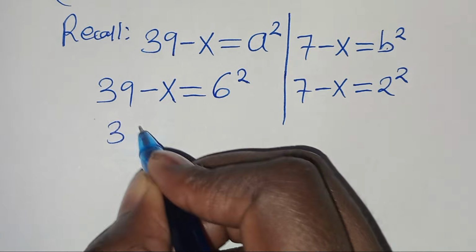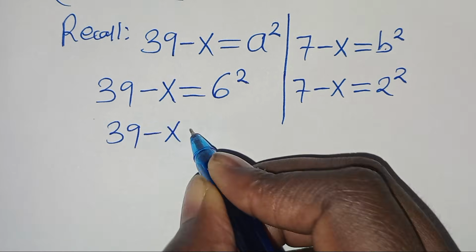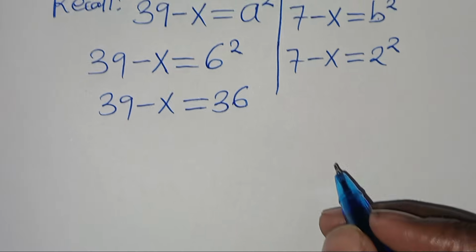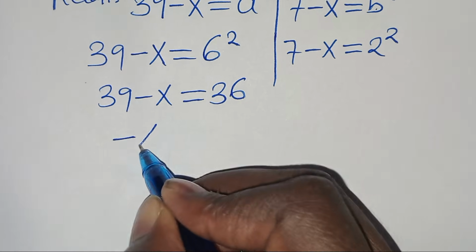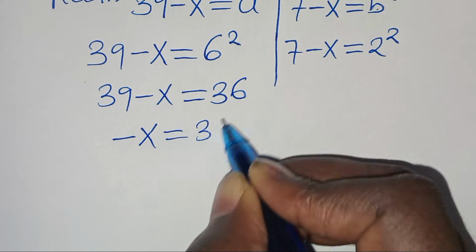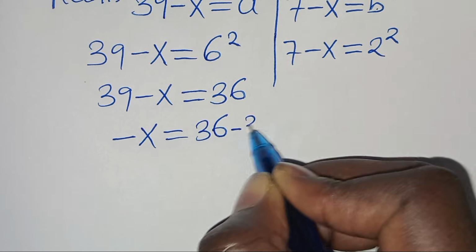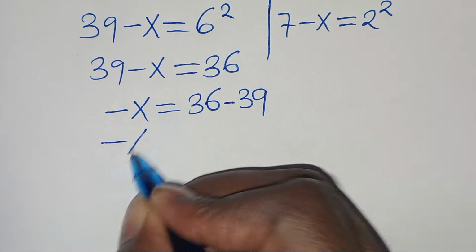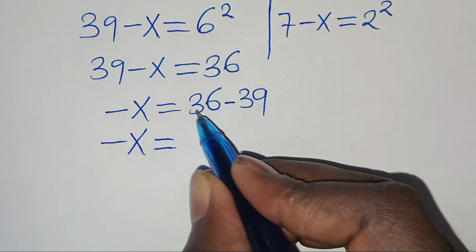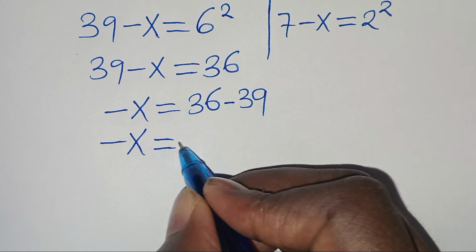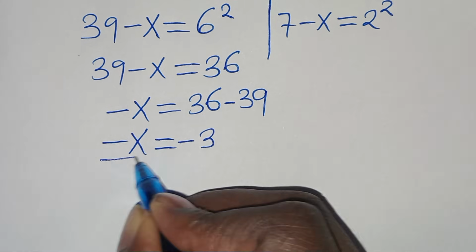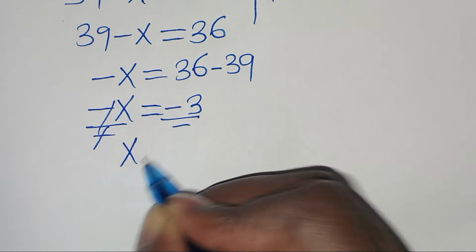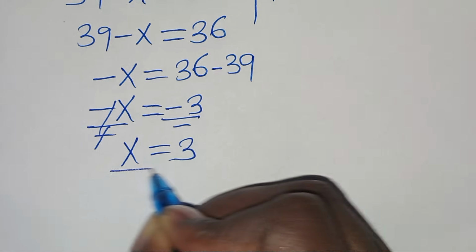So this is 39 minus x is equal to 6 squared, this is 36. So that now we have minus x is equal to 36 subtract 39. So we have minus x is equal to 36 minus 39, this is minus 3. If we divide by minus 1 here, we have that x is equal to 3.